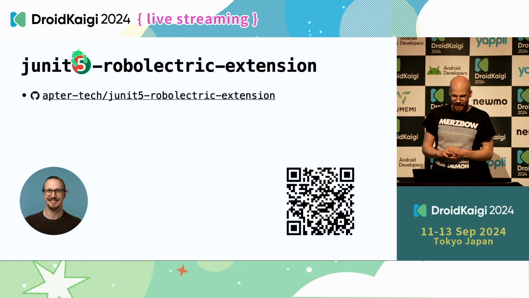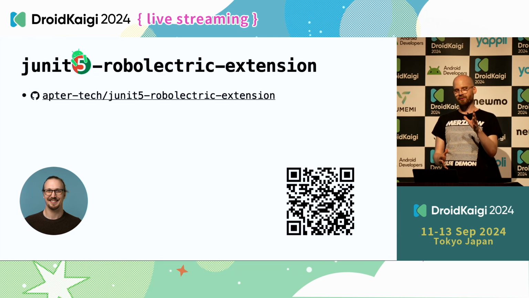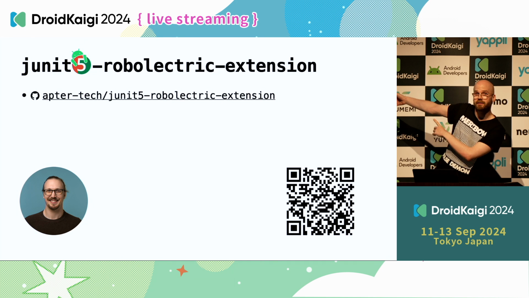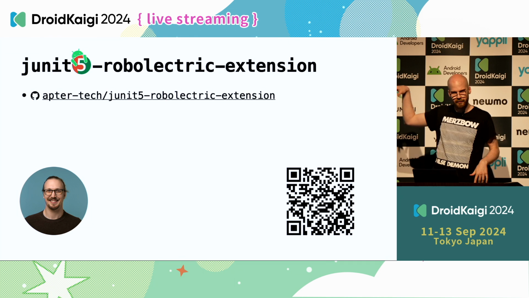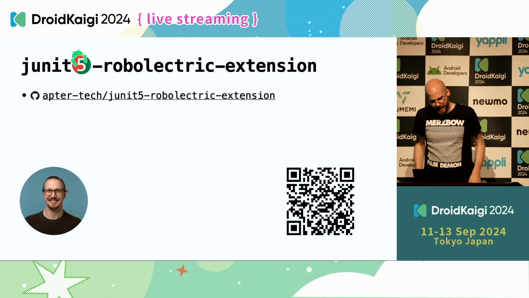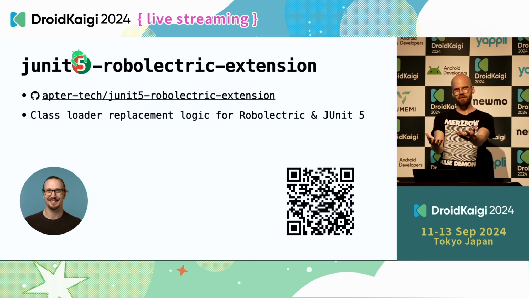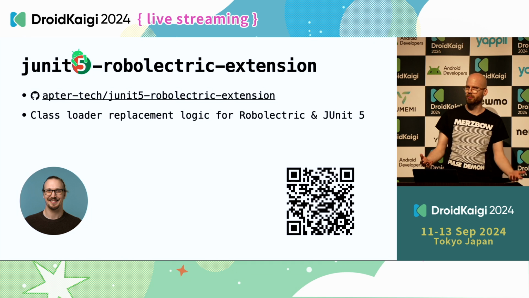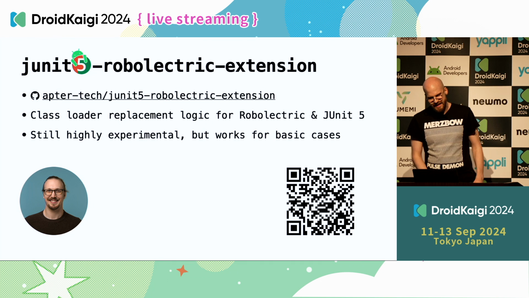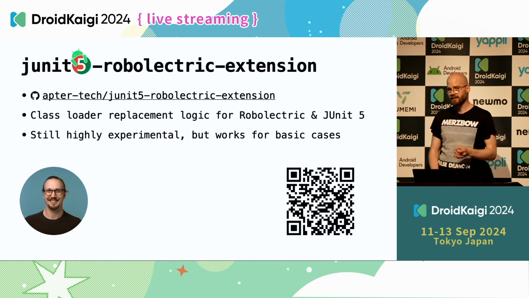Earlier this year, he released the JUnit 5 Robolectric extension. Again, you can find it if you scan this QR code. I also link it from Android JUnit 5. It's an extension that basically does this class loader replacement for JUnit 5 to work with Robolectric. And it is still highly experimental, but it does work for the basic case.